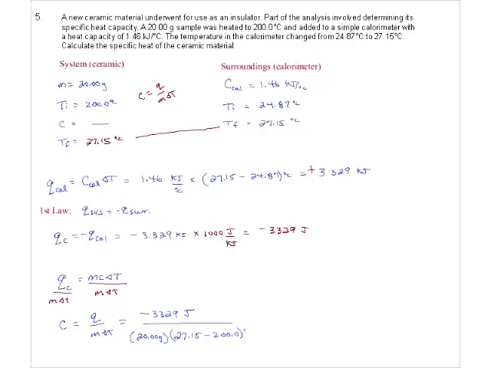Because the specific heat capacities are always positive. So when we do TF minus TI, so 27 minus 200, definitely a negative energy change here. The two negatives are going to take care of each other. And lo and behold, we get a positive 0.963 joules per gram degree Celsius. Okay? That guy absorbs a lot of heat energy.